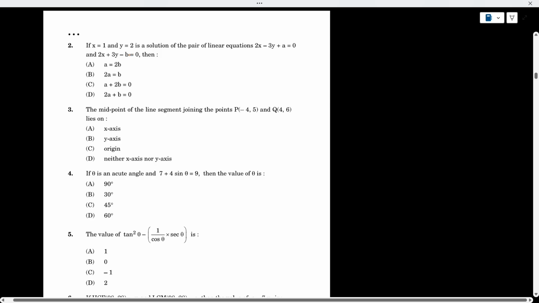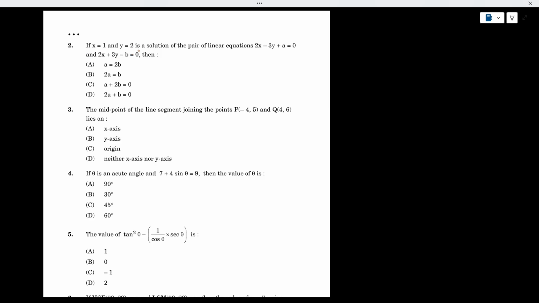What is there in question number 2 here? If x is equal to 1, y is equal to 2 is a solution of a pair of linear equations. So this is one linear equation, this is another linear equation. You know that when the values of x and y are given, it is going to satisfy both the equations. So if I substitute x as 1 and y as 2, you get the equation 2 minus 6 plus a is equal to 0. So here minus 4 plus a is 0, which gives a equals 4. So you got a equals 4.